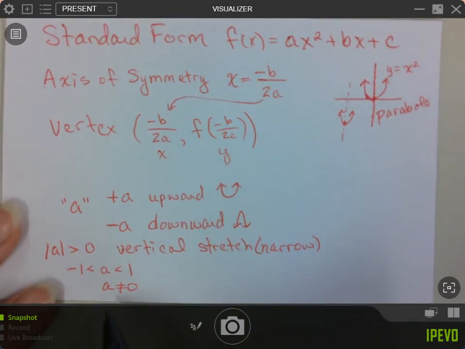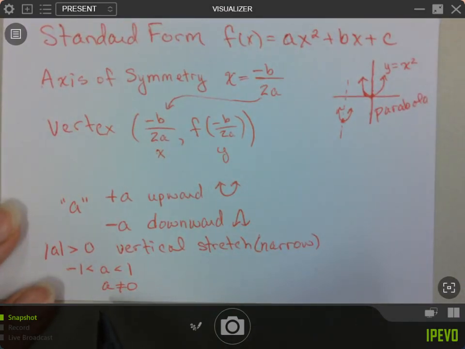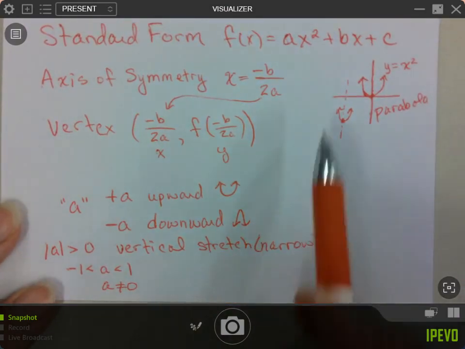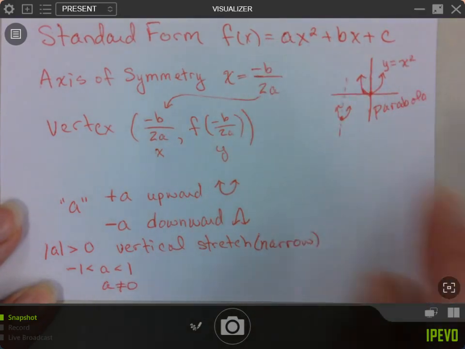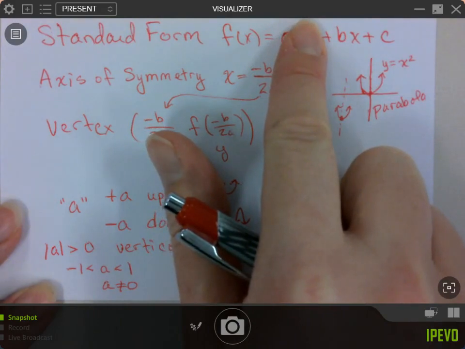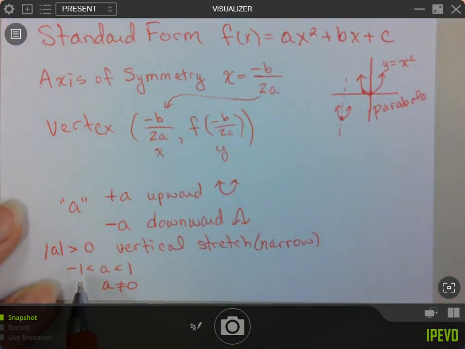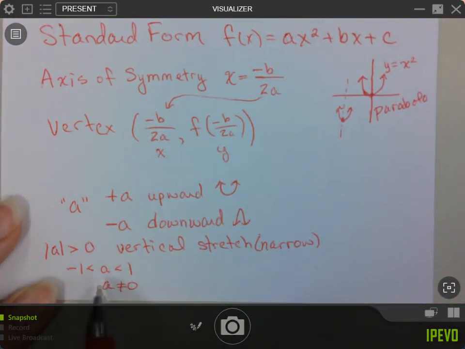Do you understand why A can't be 0? Seems dumb that I even write it, but what if A is 0? What happens to my quadratic? It's no longer quadratic, right? It's linear. So it has to go from -1 to 1, but A can't be 0.